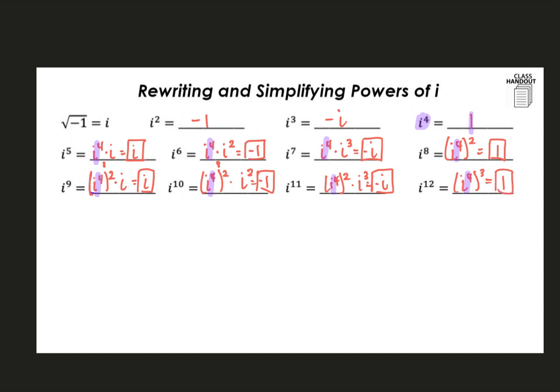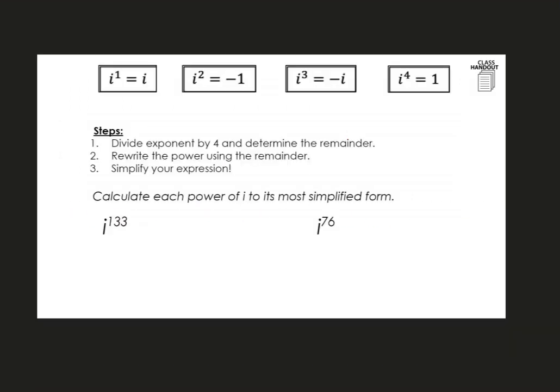So as we can see here, we kind of have a pattern. i, -1, -i, 1, i, -1, -i, 1, i, -1, -i, 1, and this pattern is going to continue as the numbers go on. So you can think of it as kind of like a cycle. So when we're simplifying powers of i, our final answers are either going to be i, -1, -i, or 1. So to fully simplify any power of i, we want to simplify it down to one of those 4 answers.